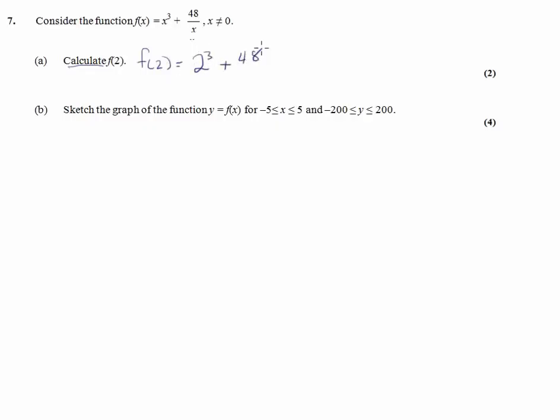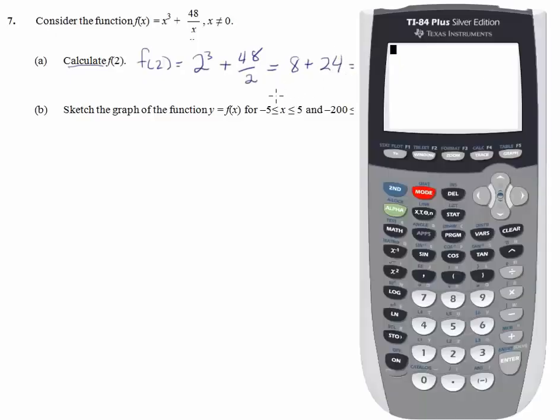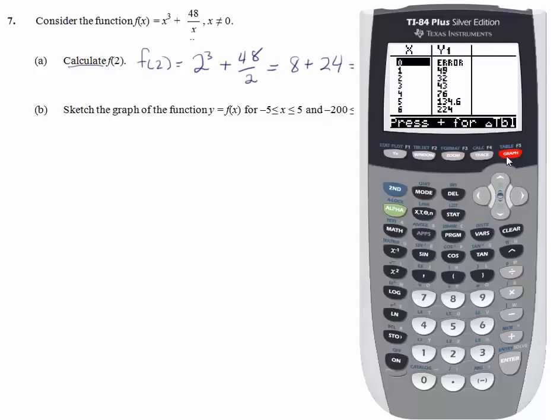So we just substitute 2 for x, and this we can actually do by hand. 2 to the third power is 8, and 48 divided by 2 is 24. We get our answer, 32. Of course, we can go to our calculator and check that we've done that work correctly. I have the equation in my calculator, go to the table, and look up the value at 2, and it will confirm that yes, I did the math right.